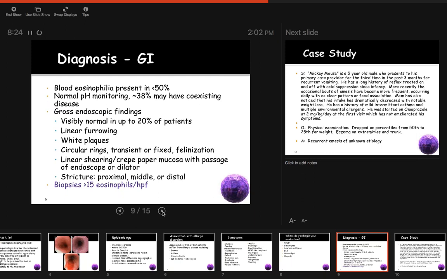But the real key here in the diagnostic point is that a biopsy will show greater than 15 eosinophils per high power field. So this is the diagnosis right here of EoE, this greater than 15 eosinophils.